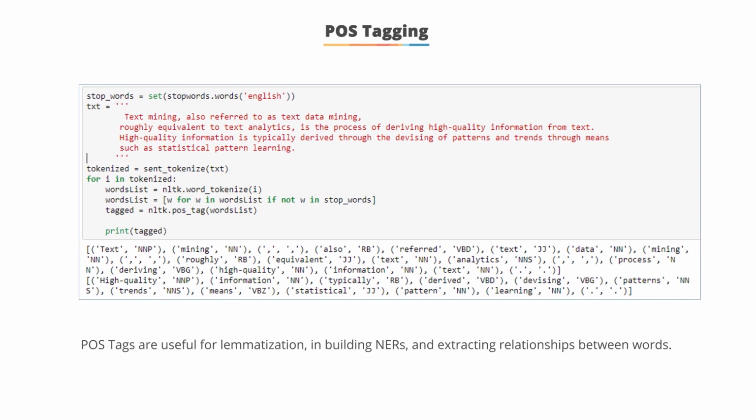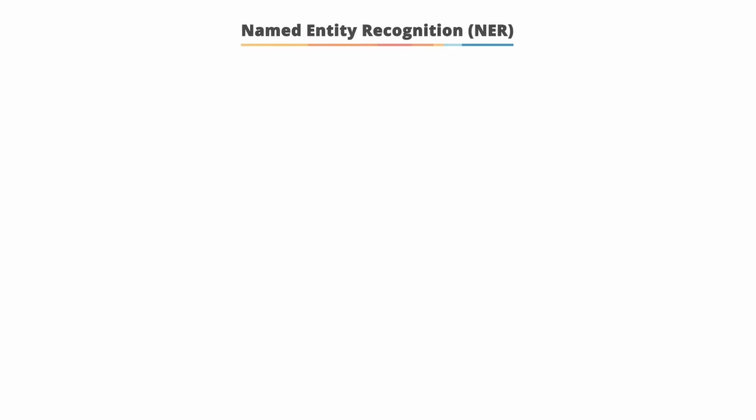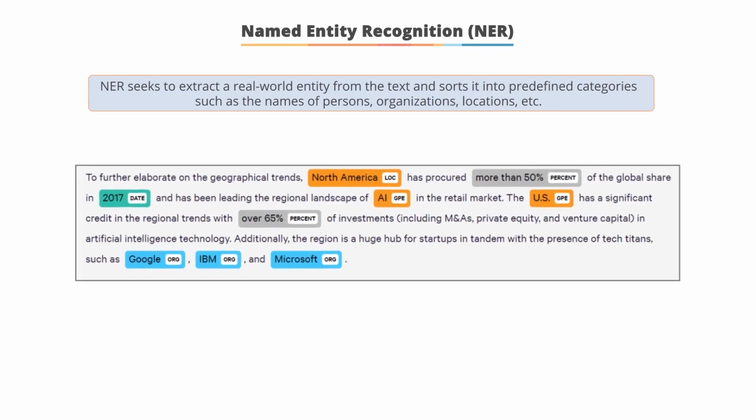POS tags are useful for lemmatization, in building named entity recognition, and extracting relationships between words. Text extraction and pre-processing: named entity recognition. Now let's understand what named entity recognition is all about. NER seeks to extract a real-world entity from the text and sorts it into predefined categories, such as names of people, organizations, locations, etc. Many real-world questions can be answered with the help of named entity recognition.